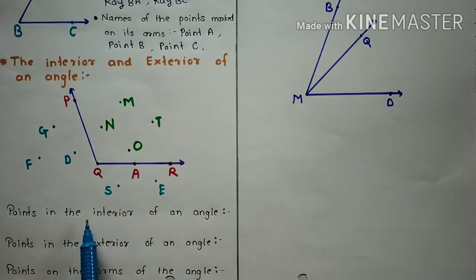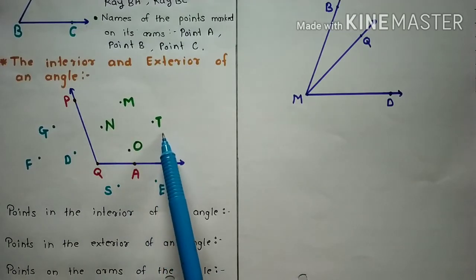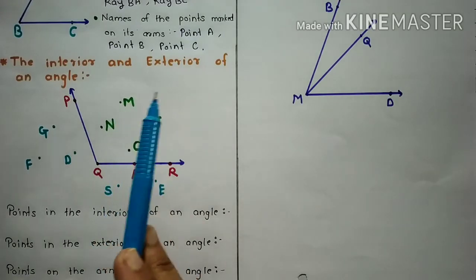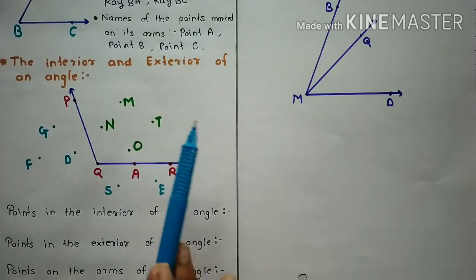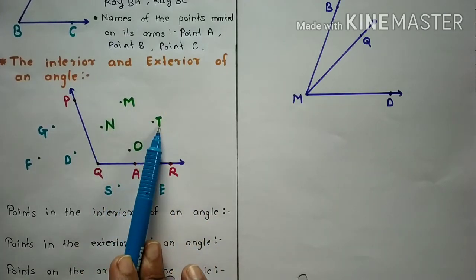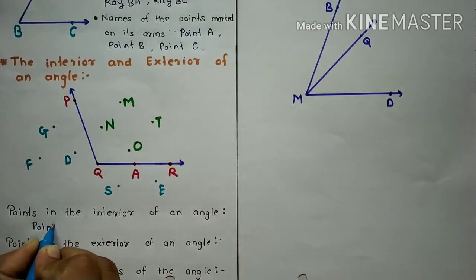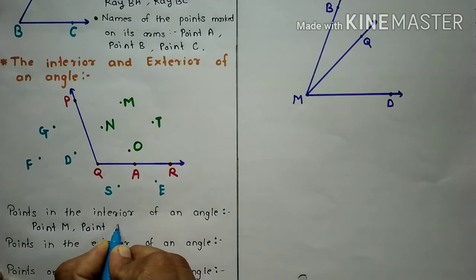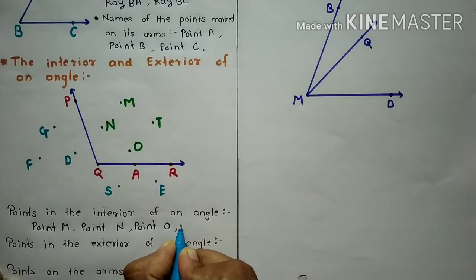Next, points in the interior of an angle means points that lie in the interior part of the angle. This is the interior part of the angle, and there are point M, point T, point N and point O. These are the points in the interior of an angle. So write down here point M, point N, point O and last point T.